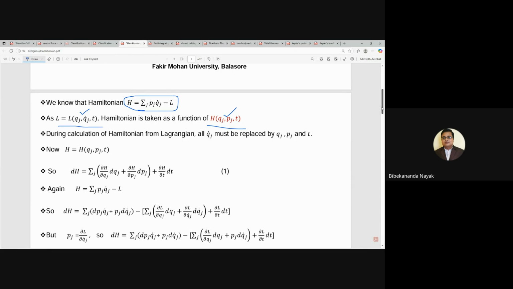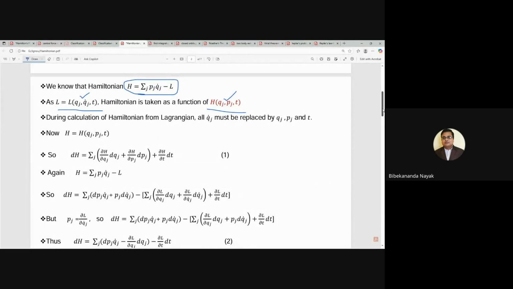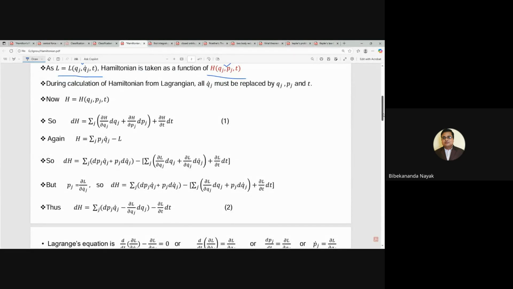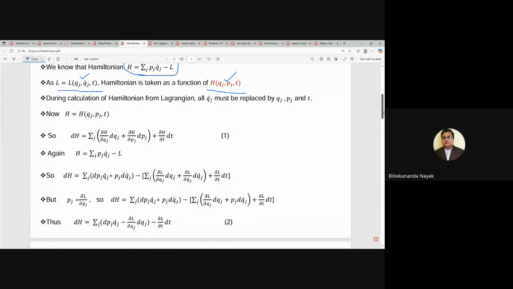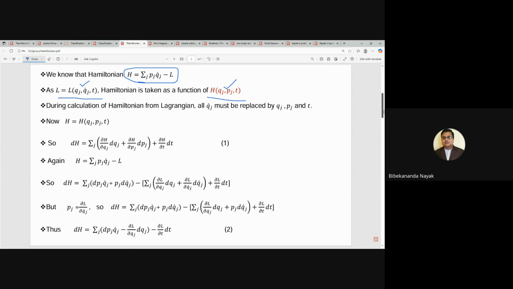Like Lagrange's equation of motion, we have a set of Hamilton's equations of motion. How does it come? Through the Legendre transformation. It is in our sixth paper, MPH-6, and we will discuss those details. Actually, H is a function of Qj, Pj, t.